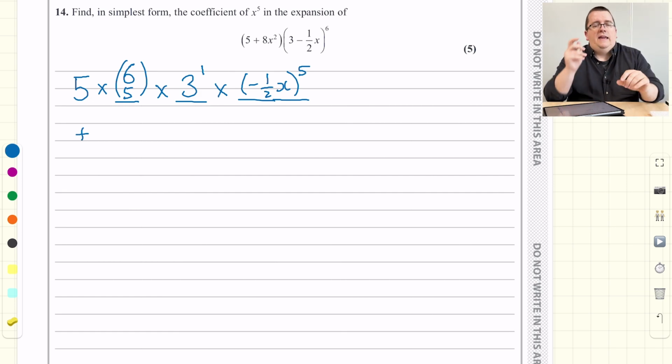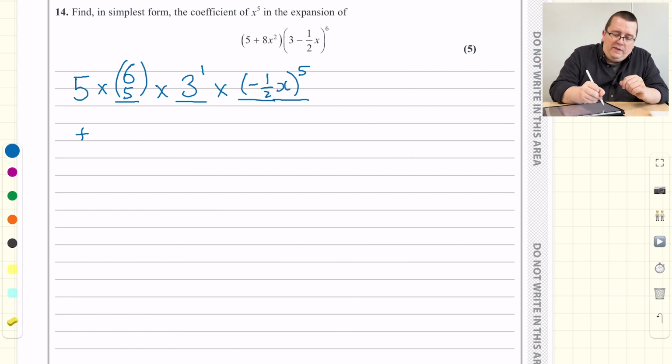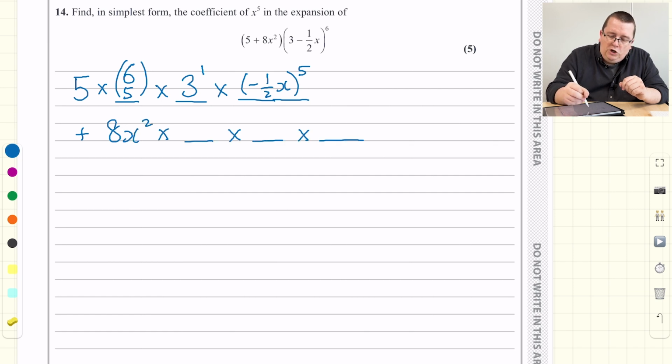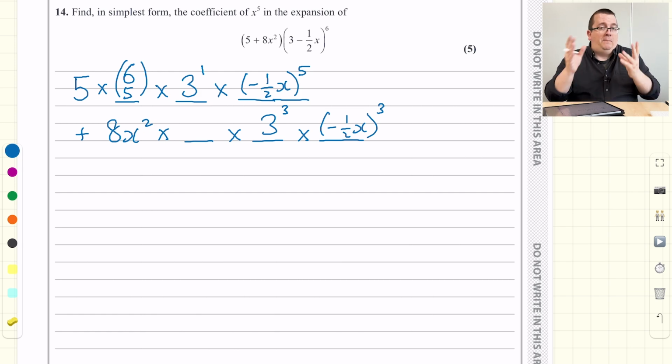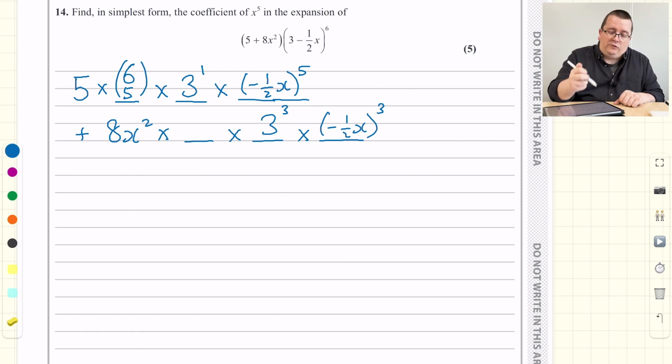Or the 8x squared could multiply with the cubic term to make an x to the 5. So the 8x squared could multiply with the cubic term. So the middle and the final box are the same. Because we want the cubic term, this has got to be 3. So that means the power of 3 has got to be 3, because they've got to add up to 6 again. And then the first box is Pascal's triangle, which is 6 choose 3.